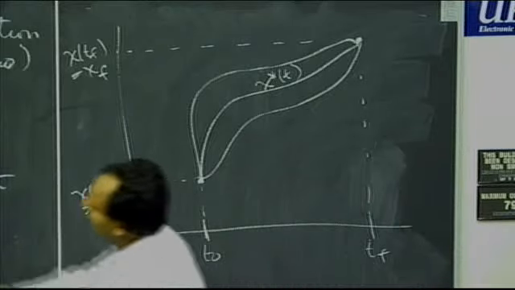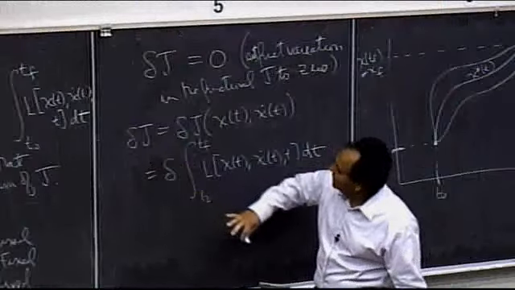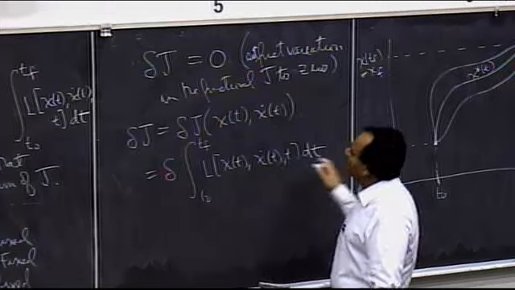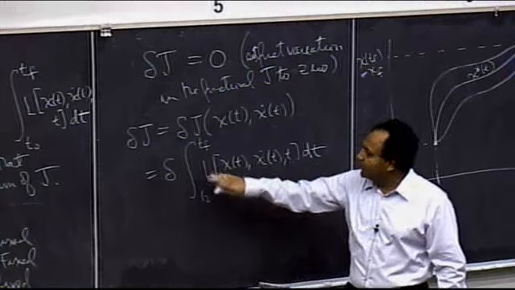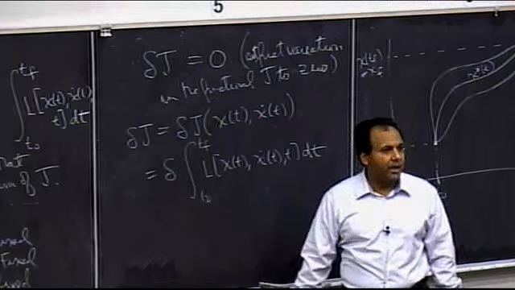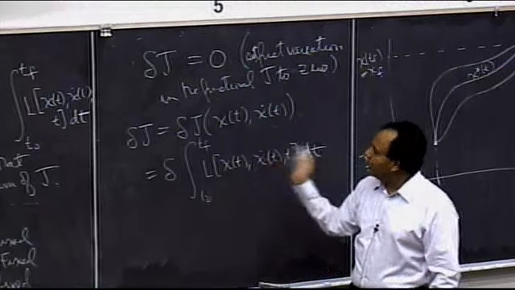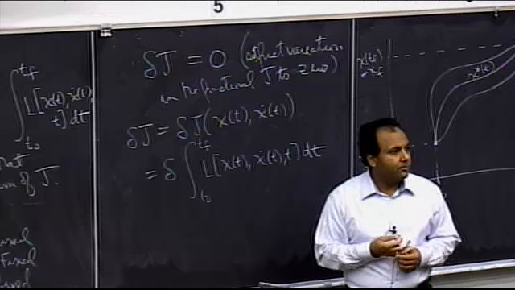So now look at this functional. Forget about the variation. Just look at the functional. What do I plug in here that can change the value of this? L is some known function. I know L. What I don't know, what do I not know?